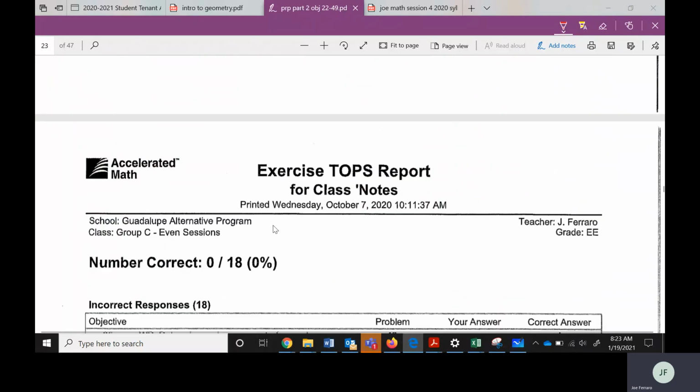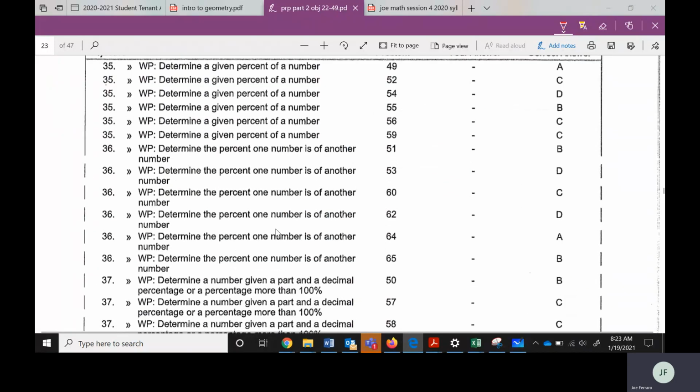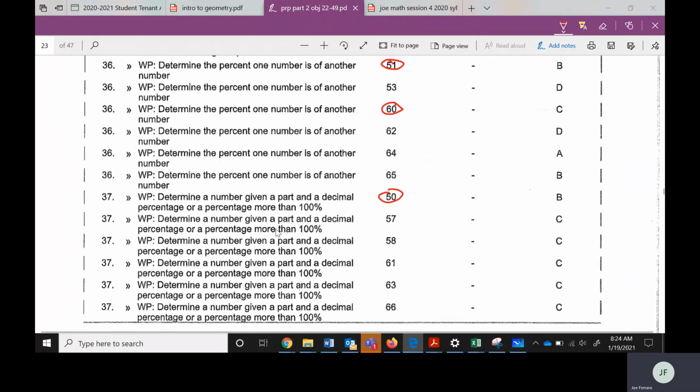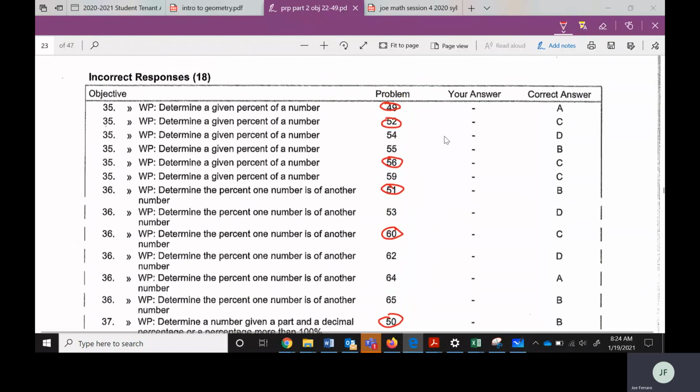Last thing, if we go to this page, I can circle the ones that I did. 49, 52, 56. 51, 60, 50, 61, and 63. So again, the reason that I'm circling those is this key can be used for two main things. One is just to check answers.